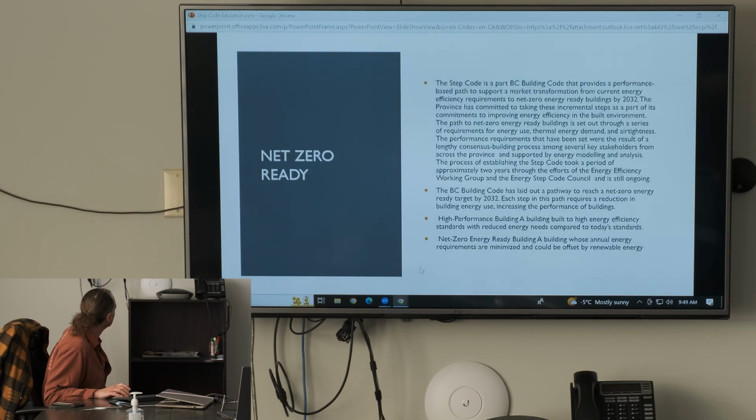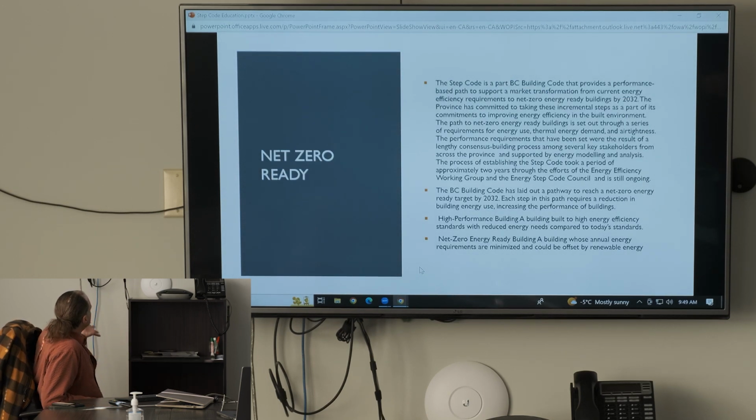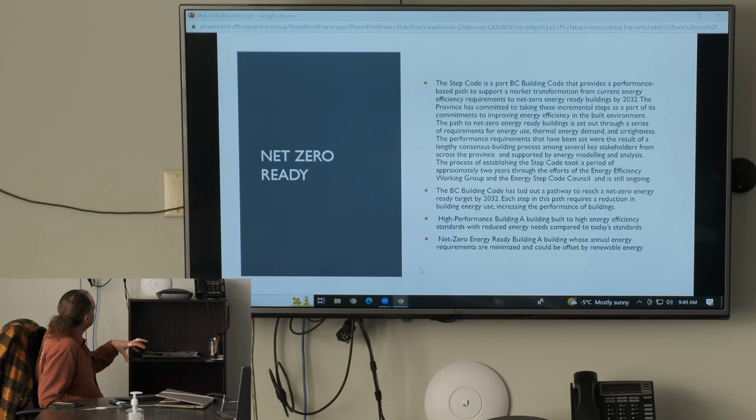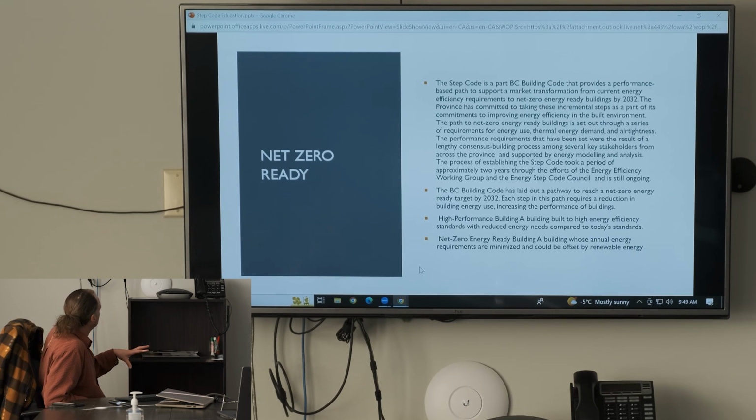So here we go. Net zero ready, what does that mean? So this, the step code, provides a path towards a performance-based transformation from current energy efficiency requirements to net zero ready buildings by 2032.